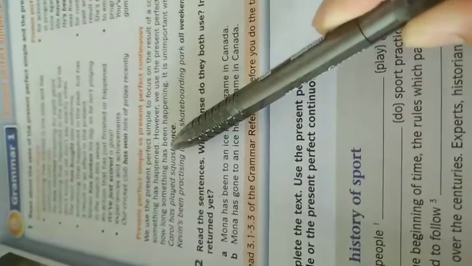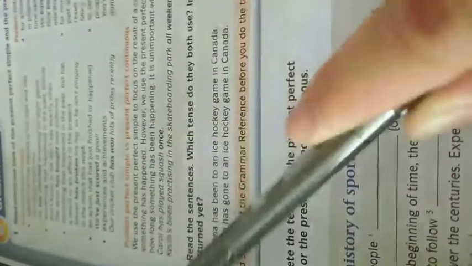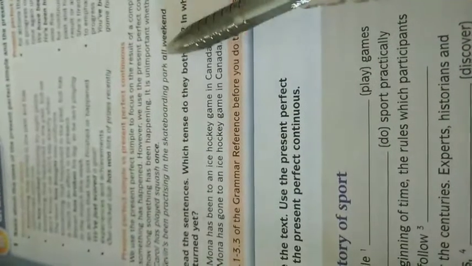Okay, so the first one, Carol has played squash once. Carol pernah main squash sekali. So ini menerangkan pengalaman dia, kan? Pengalaman sahaja. Bukan asyik main-main. Bukan asyik, kan? Sudah main. So, has played. Okay? Yang ni, Kevin's been practicing in the skateboarding park all weekend. Dia asyik berlatih di skateboarding park sepanjang minggu. Asyik buat sesuatu sepanjang minggu.